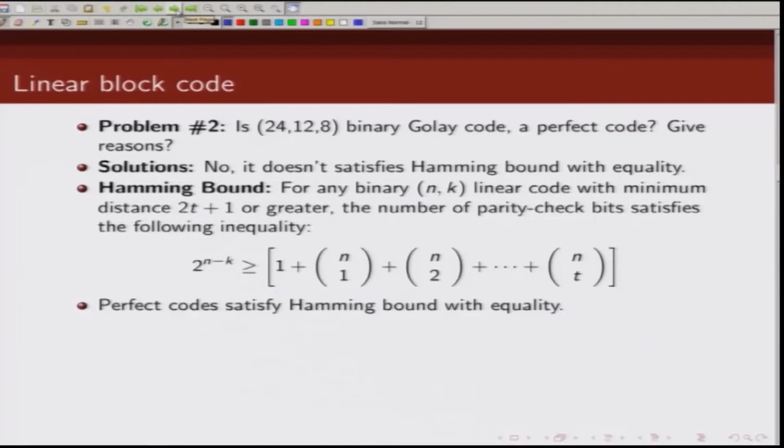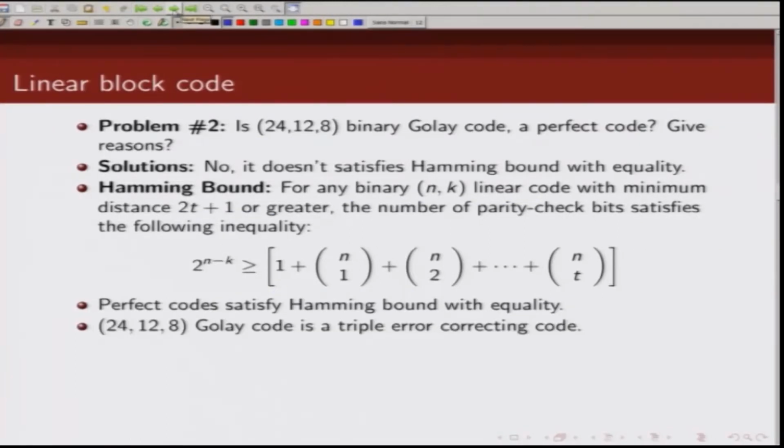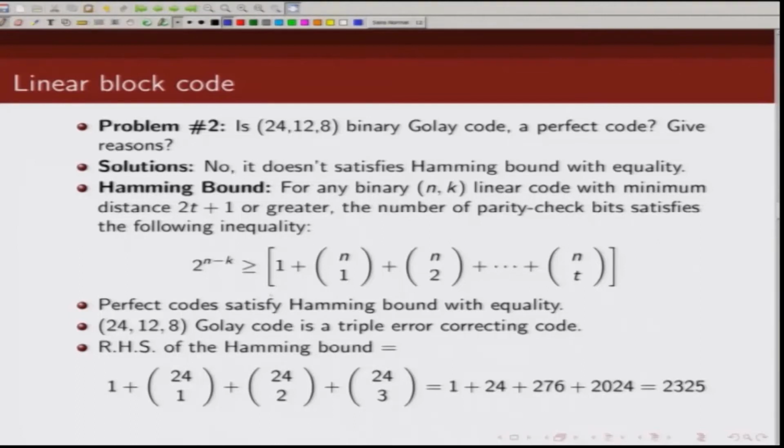Okay. So, let us just compute the right hand side, this one. So, this will be 1 plus 24 choose 1, plus 24 choose 2, plus 24 choose 3, because t is 3. So, this is 1 plus 24 plus 276 plus 2024. So, this will be 2325. So, the term that we are getting on the right hand side is 2325.